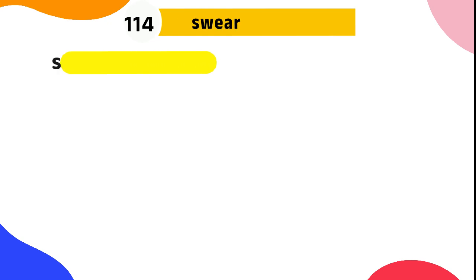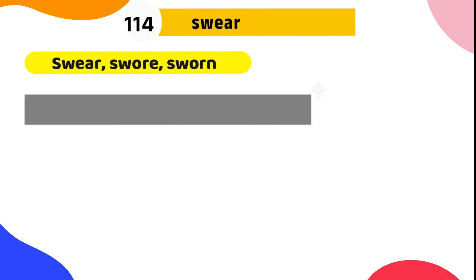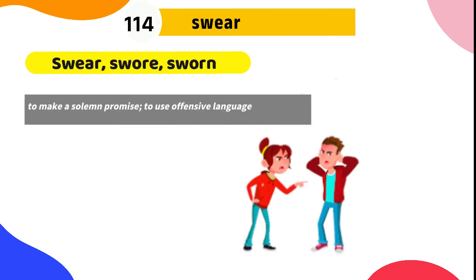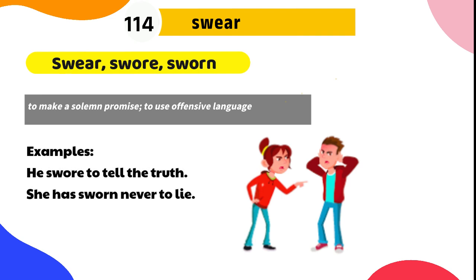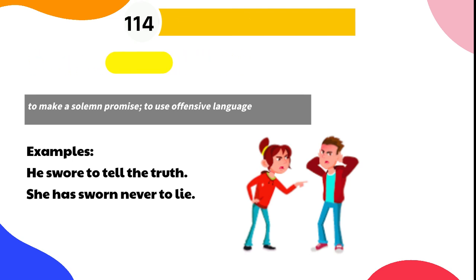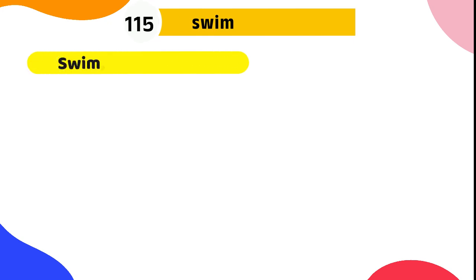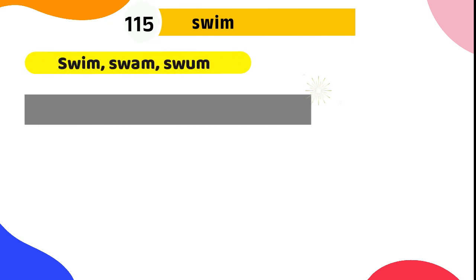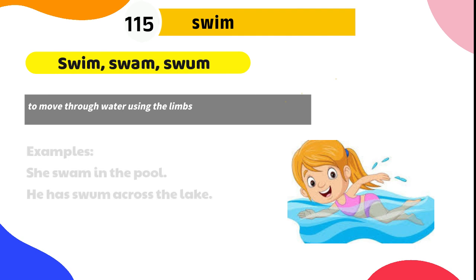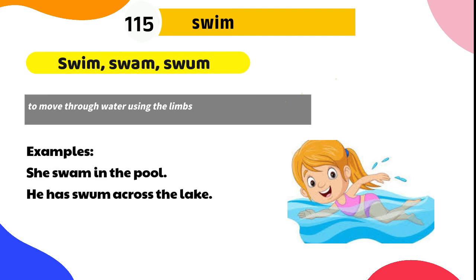Swear, swore, sworn. Meanings: to make a solemn promise, to use offensive language. Examples: he swore to tell the truth. She has sworn never to lie. Swim, swam, swum. Meanings: to move through water using the limbs. Examples: she swam in the pool. He has swum across the lake.